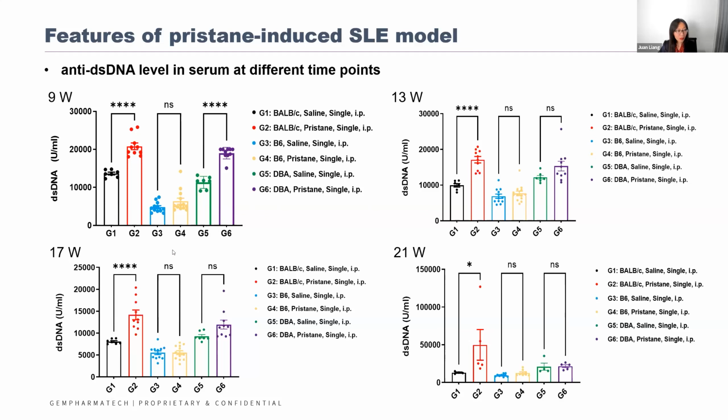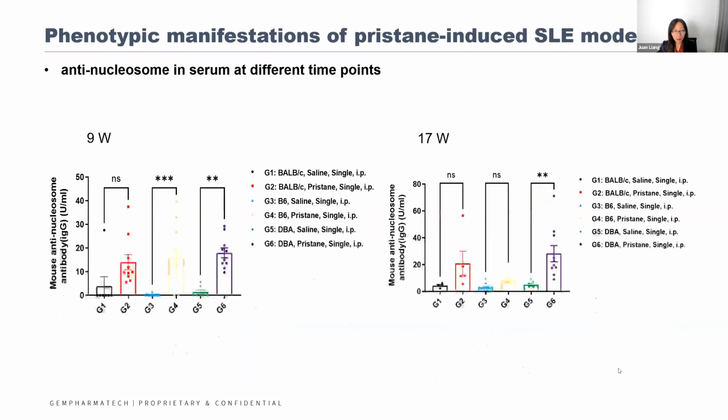The increased dsDNA level was also observed at 13 weeks, 17 weeks, and also 21 weeks in the PBC mice. So we will recommend PBC mice to perform the pristane-induced SLE model. Also, we detect the anti-nucleosome antibody levels in those 3 models. And for these parameters, the DBA are still showing the sensitivity to the pristane induction.